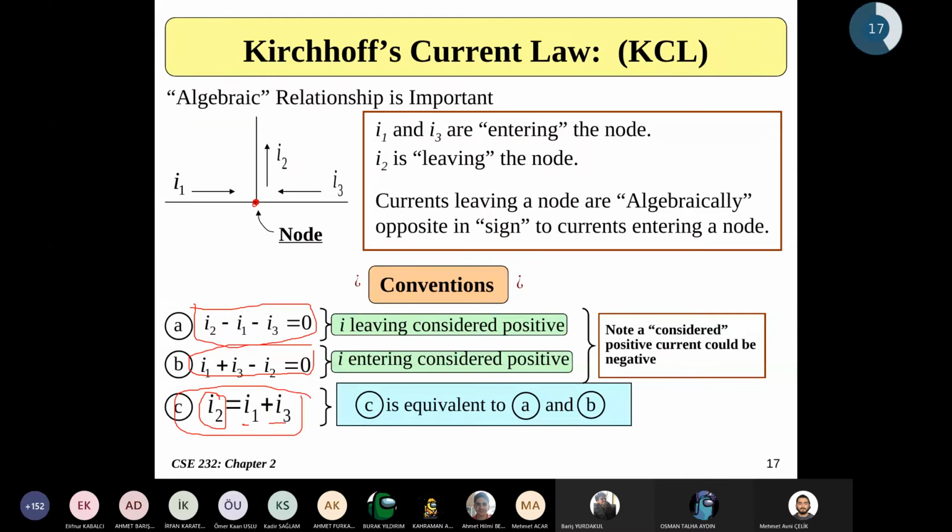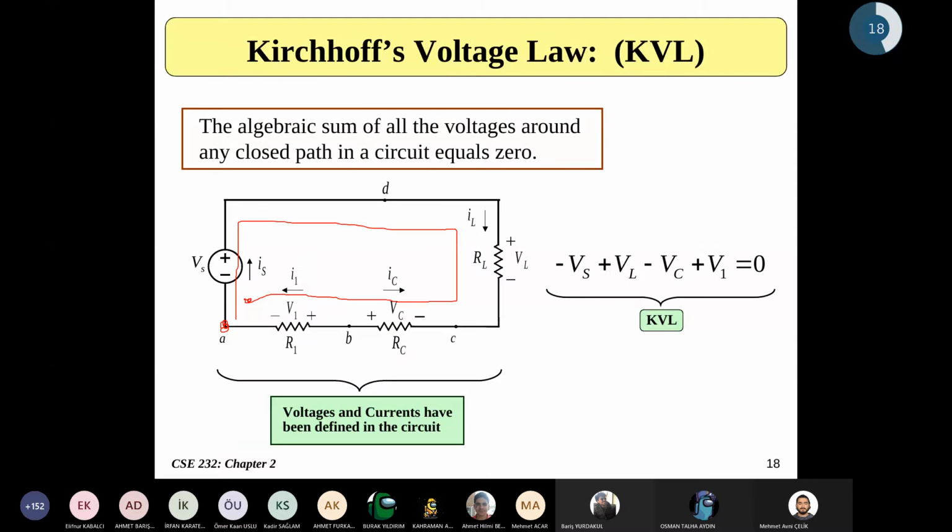Kirchhoff's current law says all the currents coming into that node will sum up to the value of the currents leaving that node. And Kirchhoff's voltage law says if you start from a point and make a loop in that circuitry, the sum of the voltages will come up to be 0. That's the second one. Both of them really make a lot of sense.